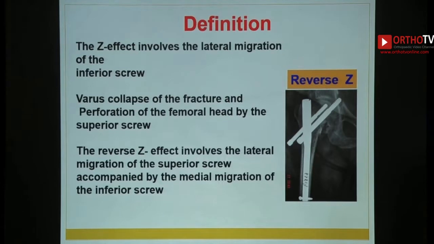And what is a reverse Z? It's just the upside down, so it becomes a reverse Z, which involves a lateral migration. Again, we talk about the lateral migration, but it's of the superior screw, accompanied by the medial migration of the inferior. So this is the definition.